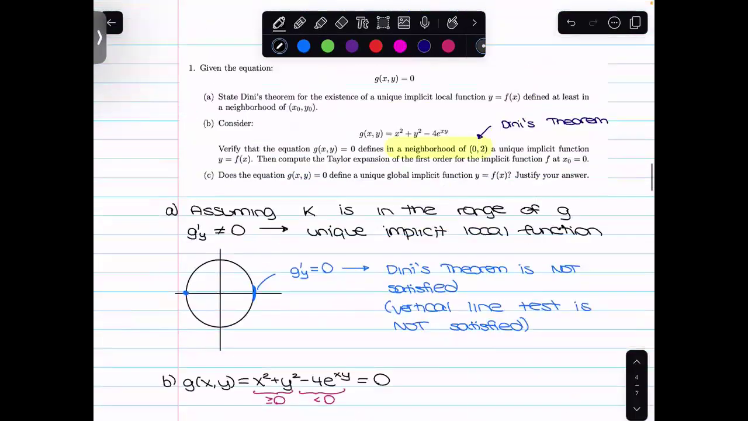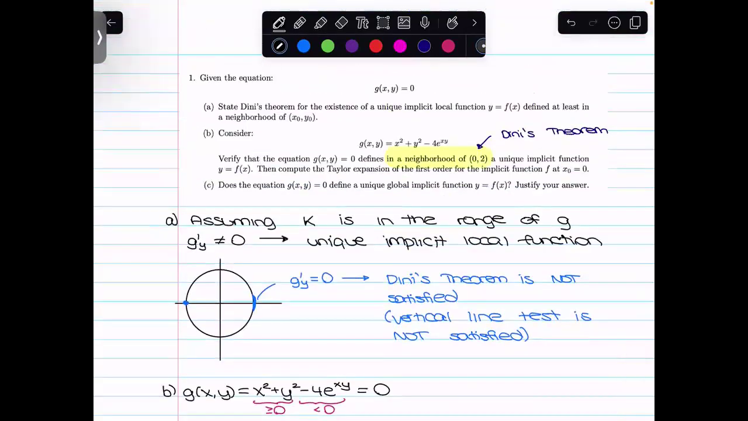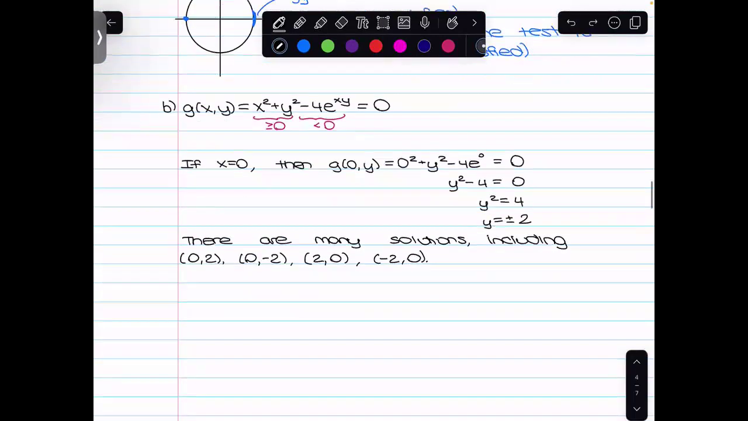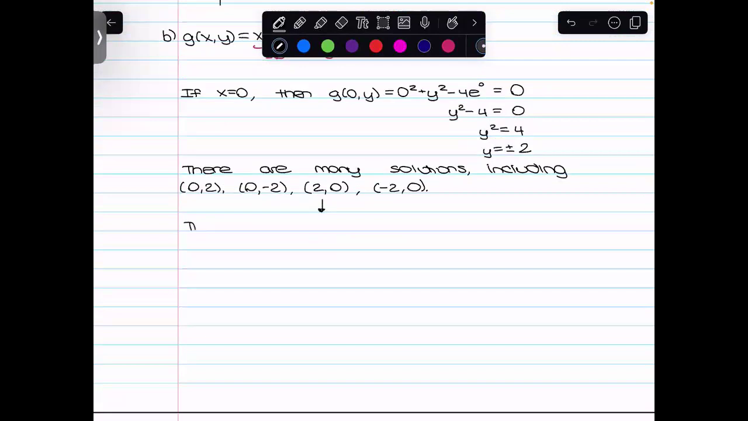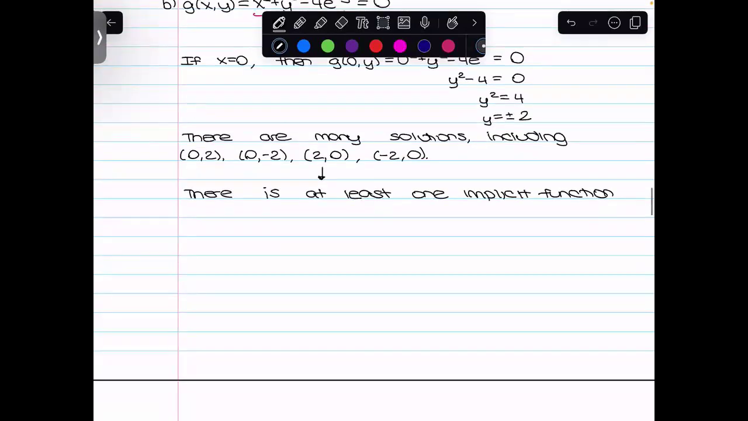And now we want to know if we have a unique implicit function. So we've established that we have an implicit function, which really just means that we satisfy the equation. So for now, we can say that there is at least one implicit function. And now we can use the Dini theorem, check the derivative with respect to y if it's different from 0.